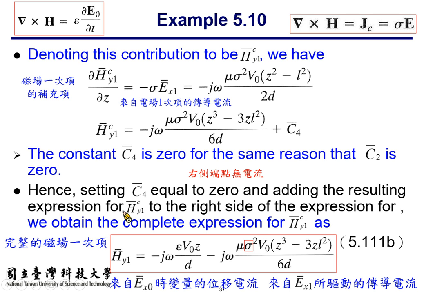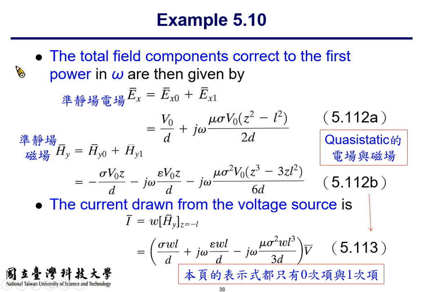They are due to the presence of non-zero conductivity. As you can see here, you have sigma in the second term. The first term comes from the displacement current due to EX0, and the second term is produced by conducting current driven by the EX1 term.